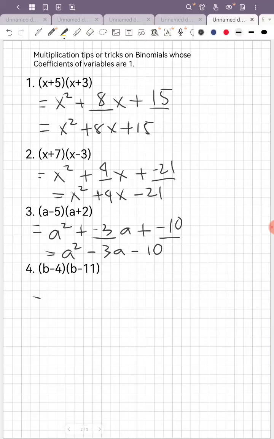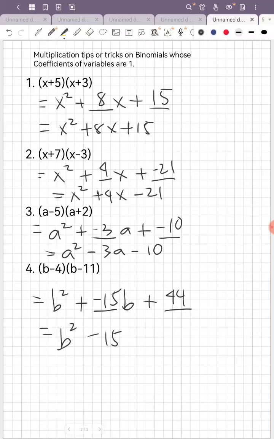And for the last item, b squared plus blank b plus blank. Negative 4 plus negative 11 is negative 15. Negative 4 times negative 11 is positive 44. So b squared minus 15b plus 44.